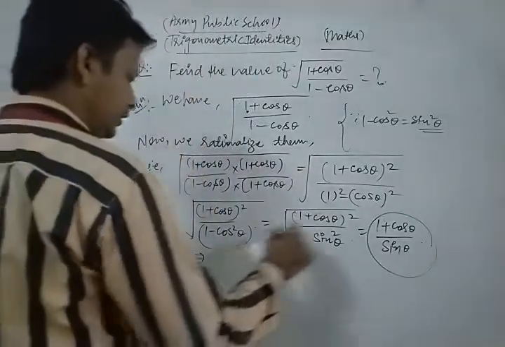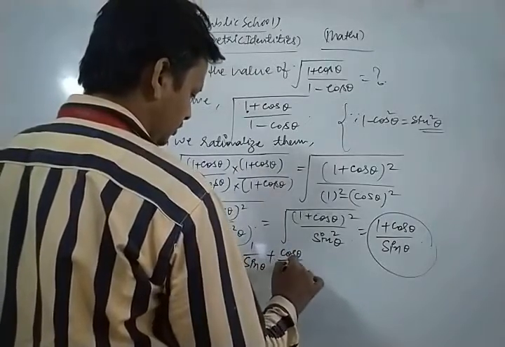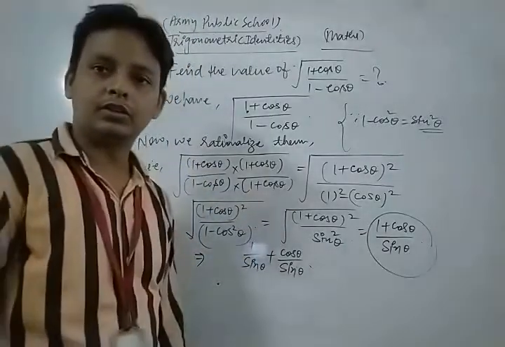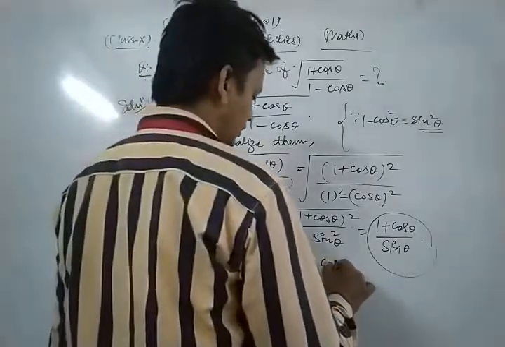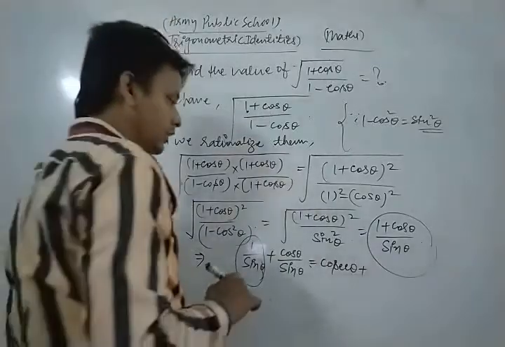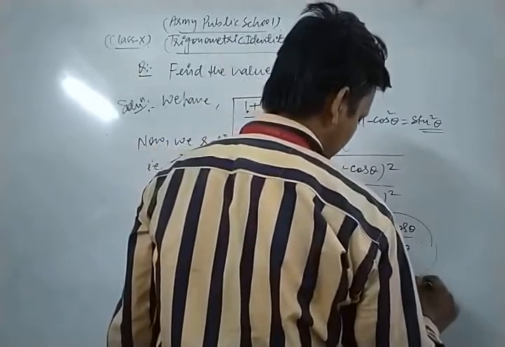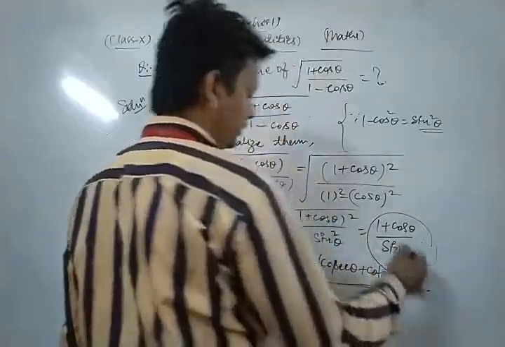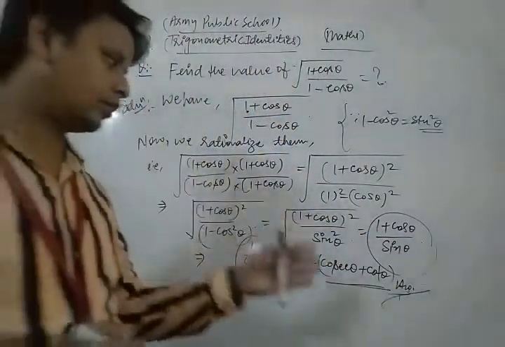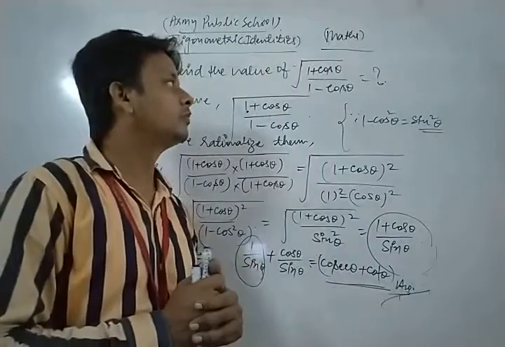Now dear students, we separate them, and in this way we get 1 upon sin theta plus cos theta upon sin theta. The value of 1 upon sin theta is cosec theta, so here we write cosec theta plus the value of cos upon sin, which is cot theta. Hence this is your required answer: cosec theta plus cot theta. This is the value of the expression square root of (1 plus cos theta) upon (1 minus cos theta).